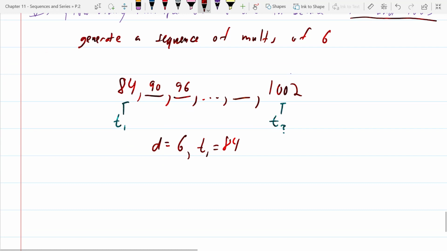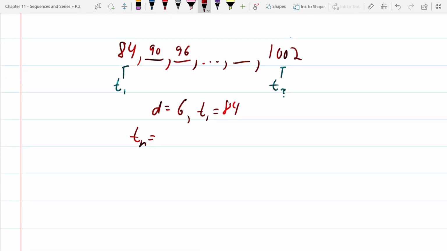That's enough information to get the general formula, because t of n is equal to t of 1 plus n minus 1 times d is my general formula. I want to figure out what that question mark is. So let's make 1002 be my t of n. That way I can solve for n and know what that question mark is. 1002 is 84 plus n minus 1 times 6.